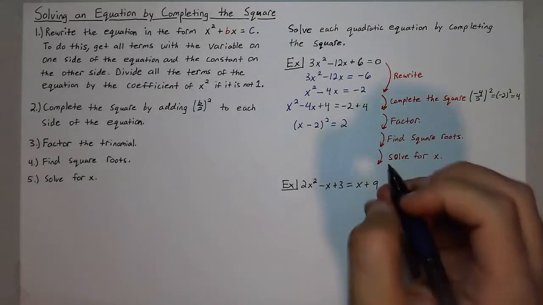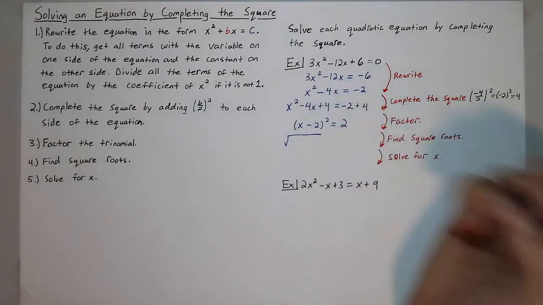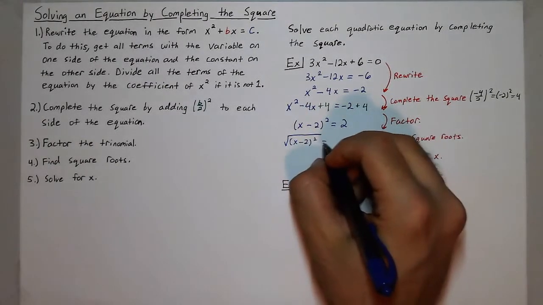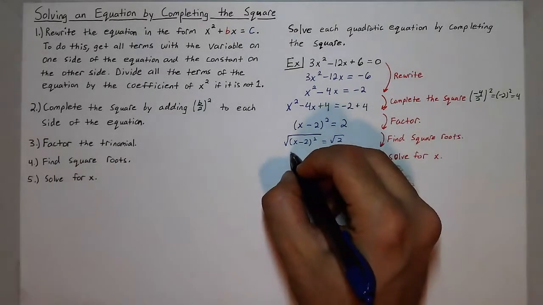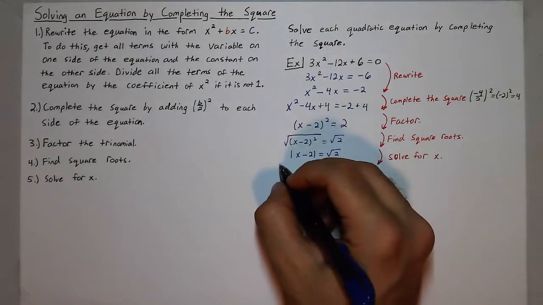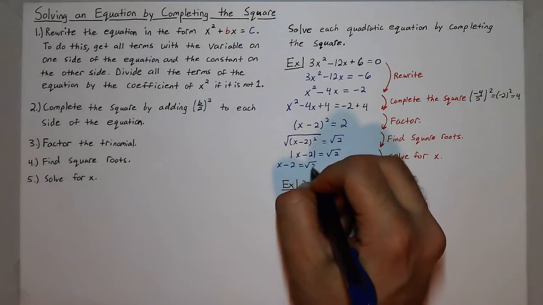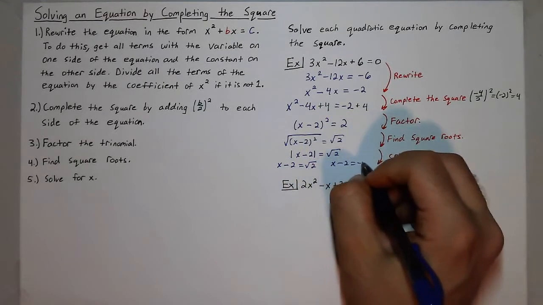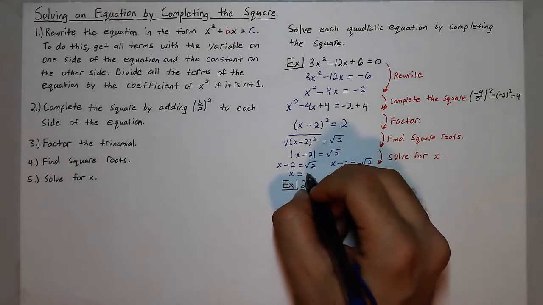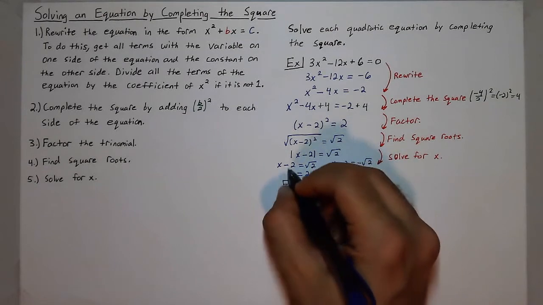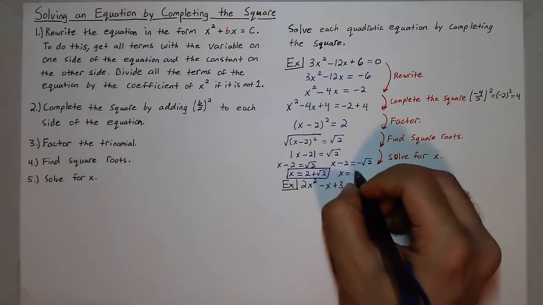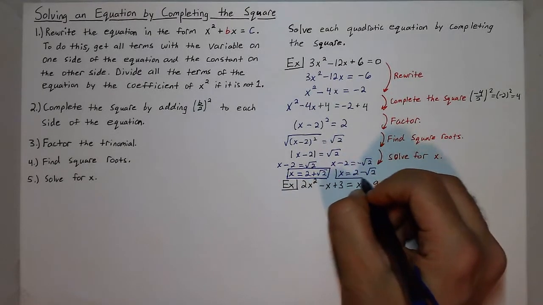Now I will find square roots. So I'll take the square root of x minus 2 squared and the square root of 2, which isn't a perfect square, but that's okay. And I'll end up getting the absolute value of x minus 2 is equal to the square root of 2. So x minus 2 equals the square root of 2, and x minus 2 equals negative square root of 2, which when finished solving will be x is equal to 2 plus the square root of 2 as one solution, and x is equal to 2 minus the square root of 2 as my other solution.